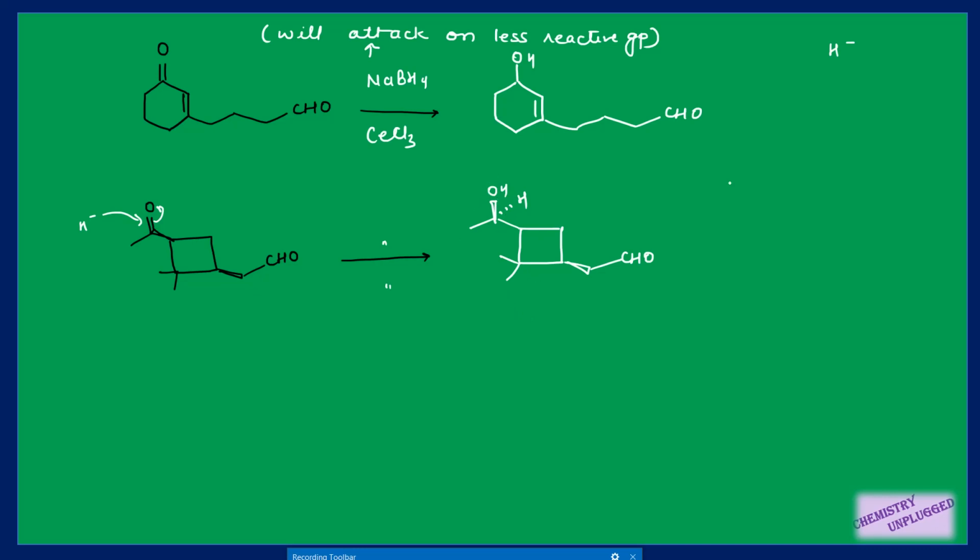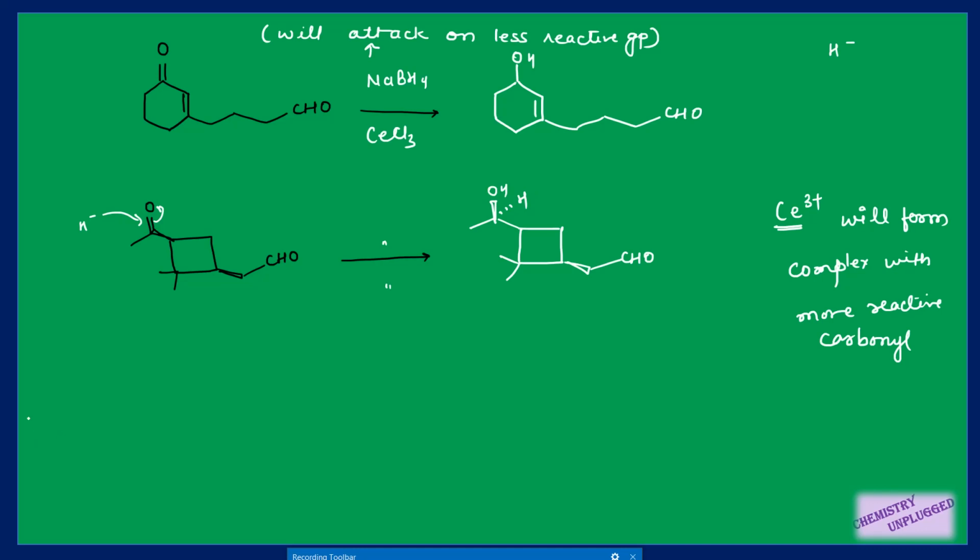So why does this happen, that in the presence of cerium chloride only the less reactive carbonyl group reacts? It is considered that cerium, Ce plus 3, will form a complex with the more reactive carbonyl, and when it forms a complex, that carbonyl will not participate in reduction, only the less reactive one will participate, right?